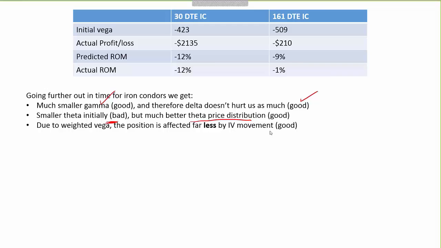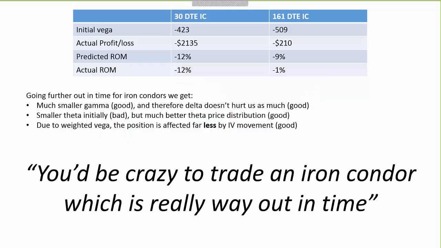And due to weighted Vega, the impact of Vega is far less than it is for a 30-day iron condor, right? So you put all these things together, and can you confirm what some mentors say, that long-term iron condors are dangerous? No. Complete opposite. Right? So you'd be crazy not to trade an iron condor which is really way out in time. Busted.